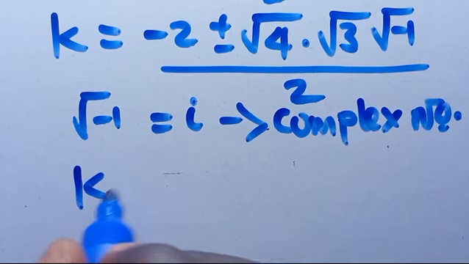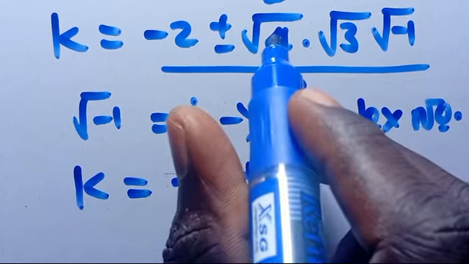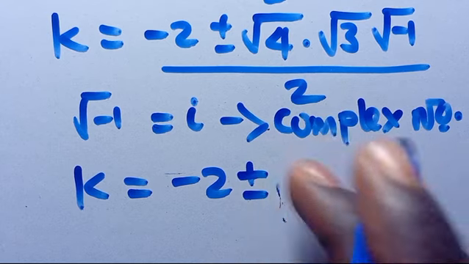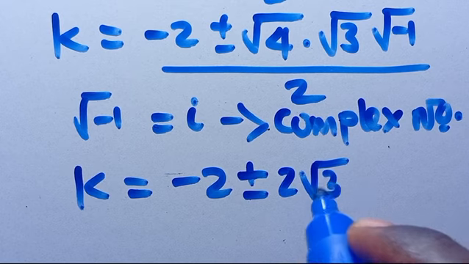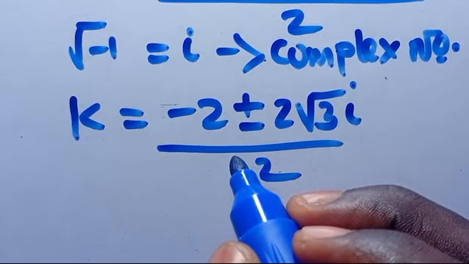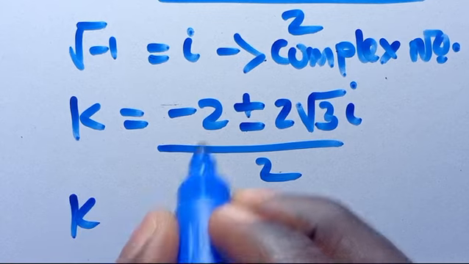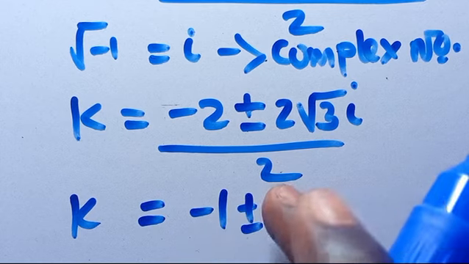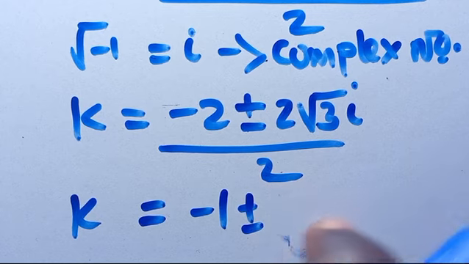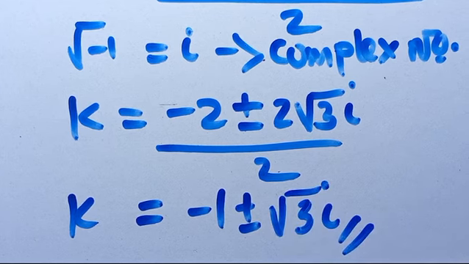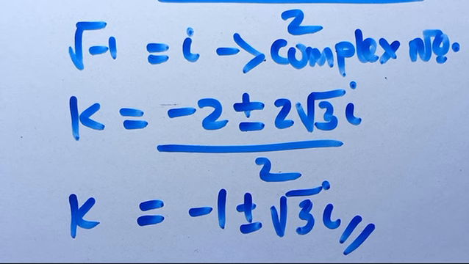So we have minus 2 positive or negative, and 4 is a perfect square, 2 times 2, so its root will be 2, times root 3i, over 2. Then dividing through by 2 from here, this 2 divided by this 2 will be equal to minus 1, positive or negative, 1 multiplied by this root 3 will be root 3i. So we have k equals minus 1 positive or negative root 3i.